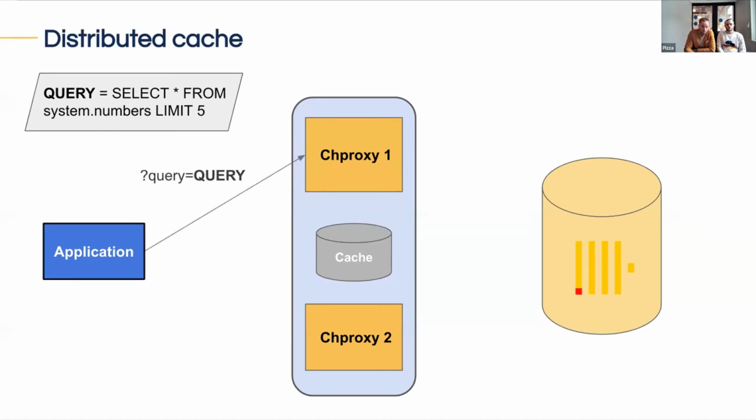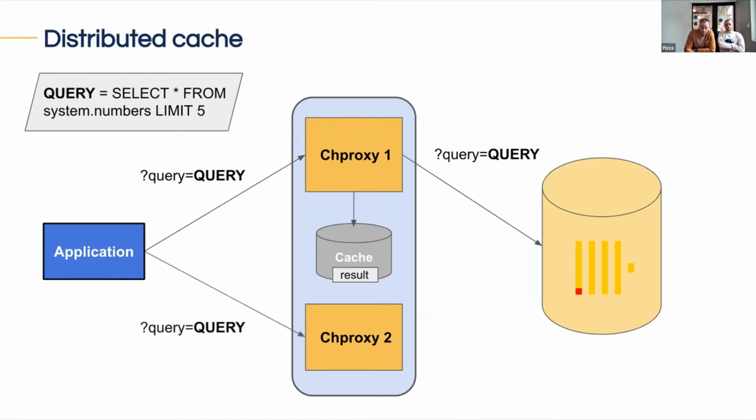So the application will send the query to replica 1. We will check in the cache if the item already exists. It wasn't there, so we compute it on the ClickHouse cluster, save it to the cache, and return the final answer to the application. The application again sends the identical query to replica number 2, but this time replica number 2 finds the result already in the cache, and so we save the computation power.